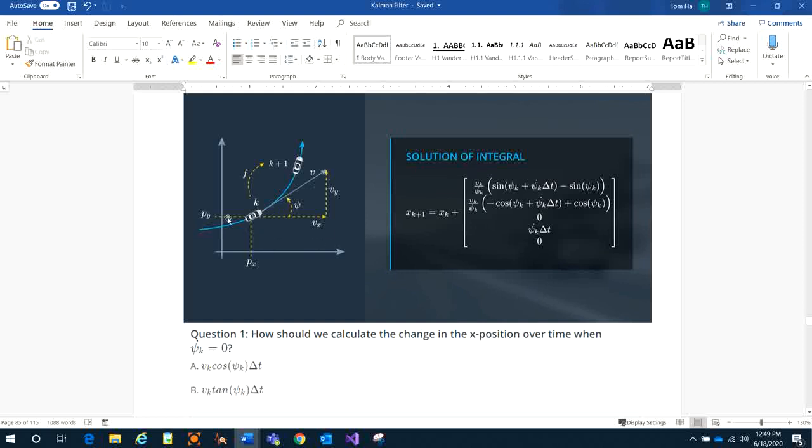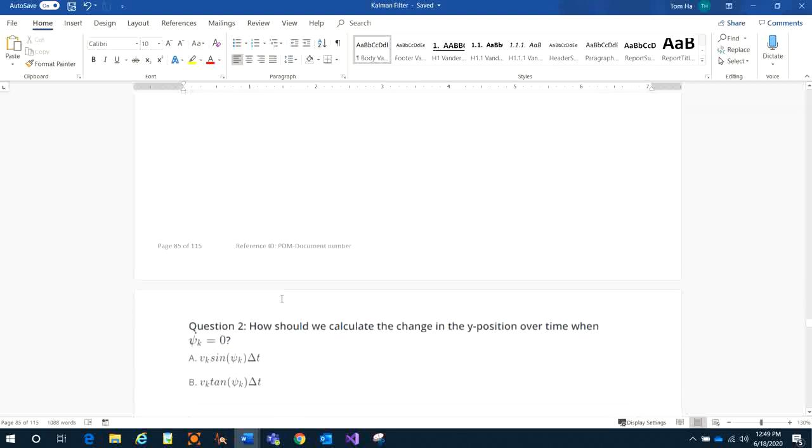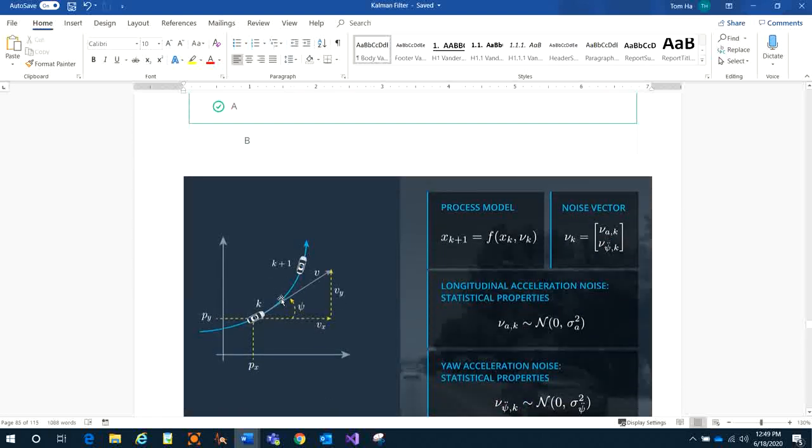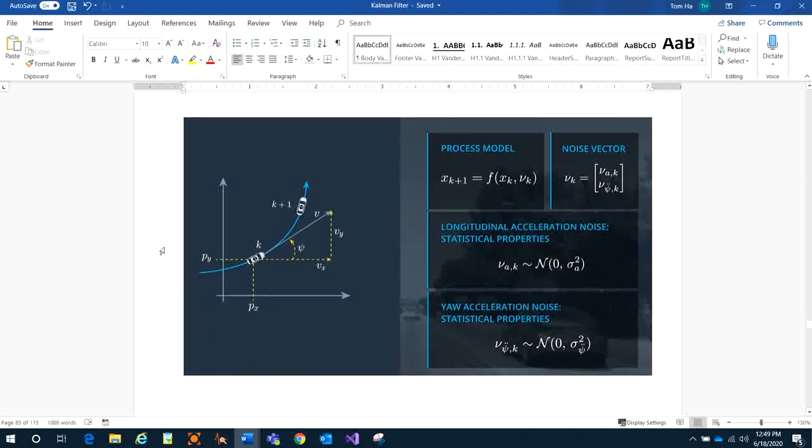Let's look at the right triangle right here. You can get the answer easily. So that's a special case for our process model. Continuing, when we build up the process model, we talk about the process noise, mu k. So what do you think impacts the model here?